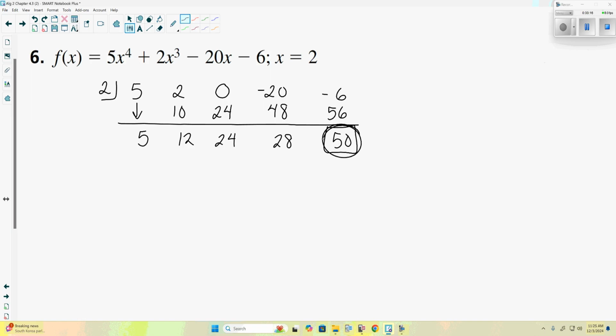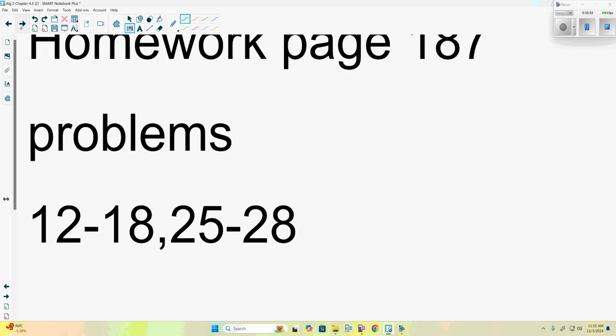Okay. Questions on this here? Questions on any of this so far? What do we think about synthetic division? We like it a little bit nicer than long division? Okay. Now, before we do the last problem, I'm going to go on and give you this here.